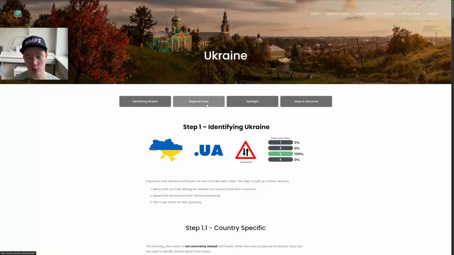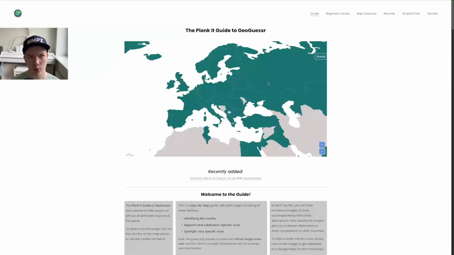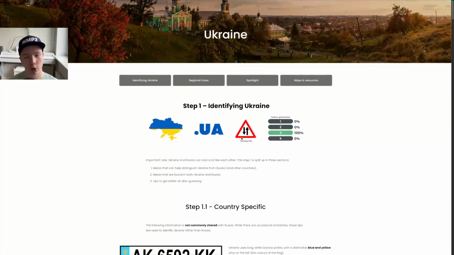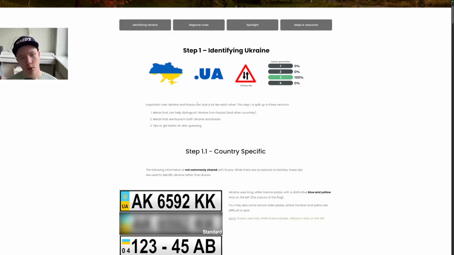Ukraine, also Russia. I'm not going to be doing Russia in this episode. I think I'm going to be doing that for an episode for Asia. Ukraine. So this is completely country specific, that is not commonly shared with Russia. The license plates do look slightly different in Ukraine than really any other country. Sometimes you have this big Ukrainian flag thing here, which you can see sometimes through the blur.